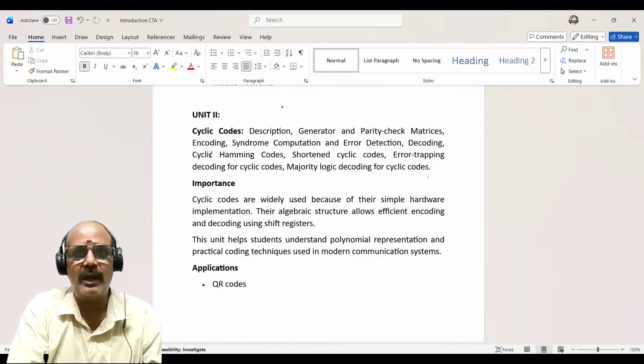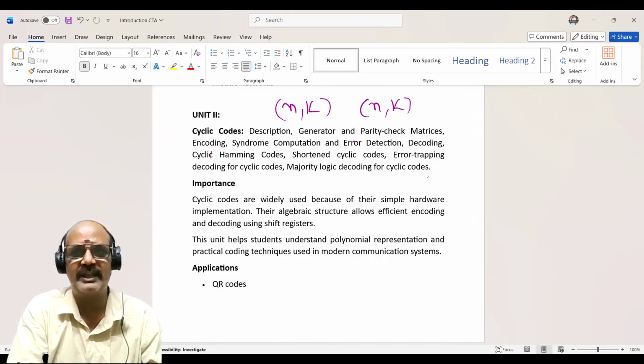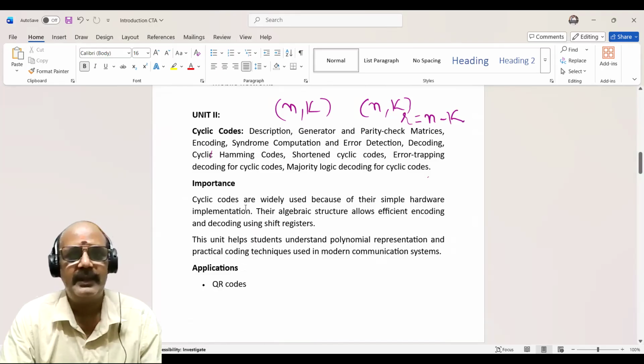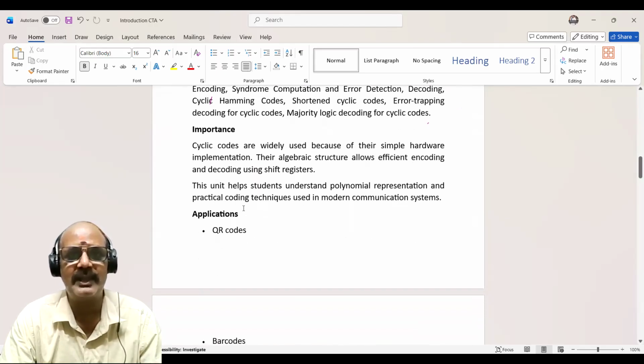In unit 1, a block code is represented by (n, k). A cyclic code is a subclass of linear block codes. It is also represented by (n, k). In both cases, we use syndrome computation for error detection. The number of parity bits in both cases is equal to r = n minus k. Cyclic codes are widely used because of their simple hardware implementation.